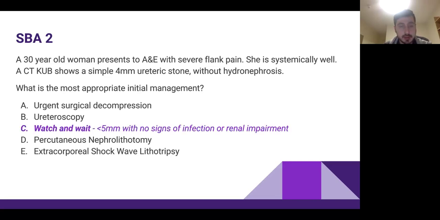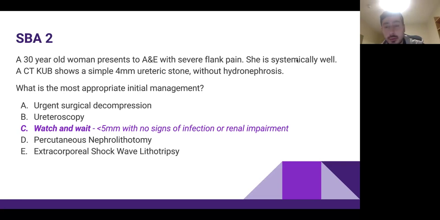So the answer for this one would be a watch and wait approach. What we know from the question stem is that there is a 4mm ureteric stone. So this is small, and if it's below 5mm, we can be fairly confident that it will pass on its own within 4 weeks. Furthermore, she's systemically well.